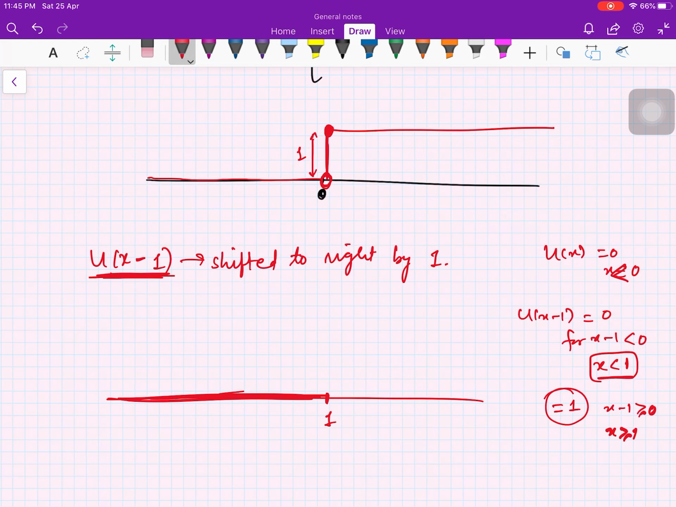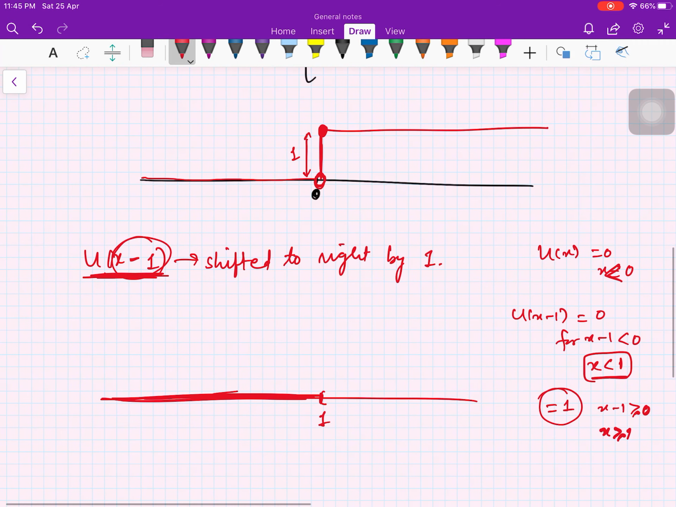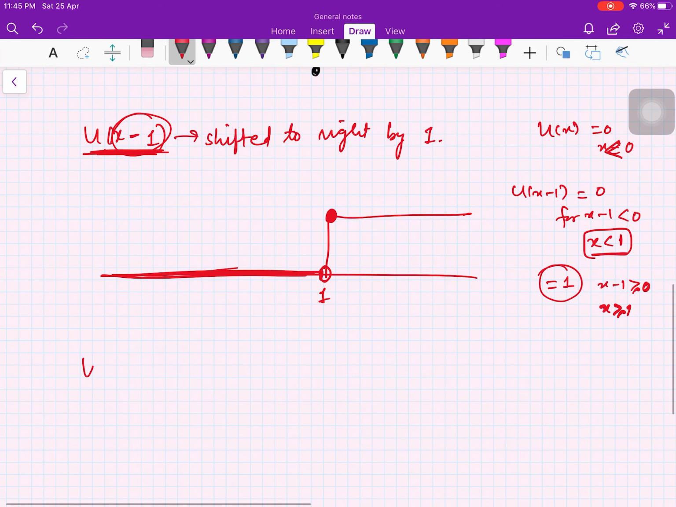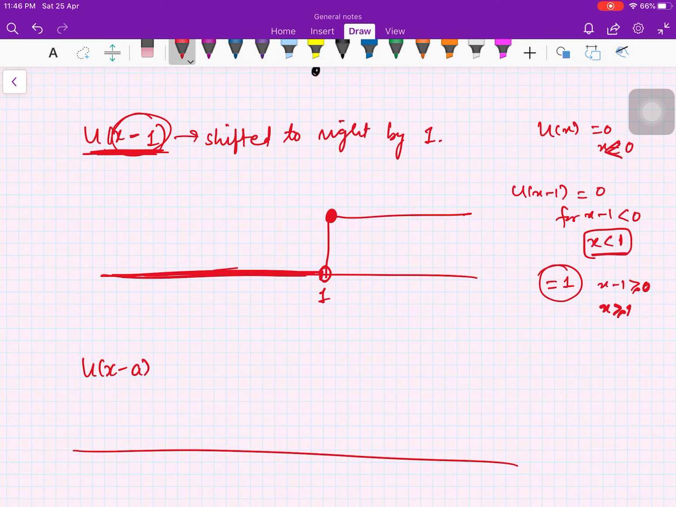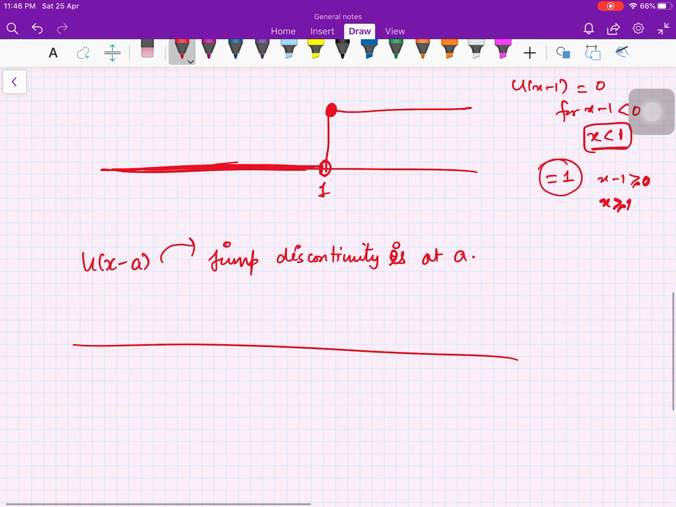So that is why your point of discontinuity will be shifted to 1 when you replace x with x minus 1. So your graph will look like you have this jump discontinuity at the point 1, right? And similarly, if you have u(x minus a), then it means that your jump discontinuity is at the point a, which can be negative or positive, whatever is at a, right?